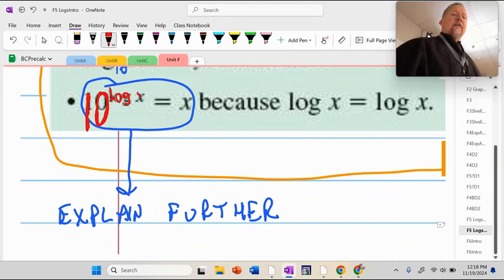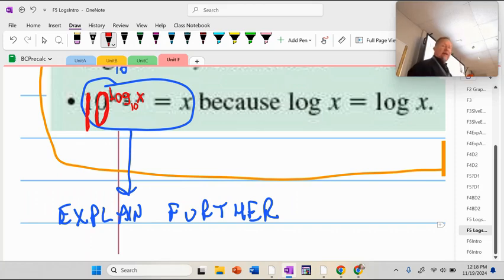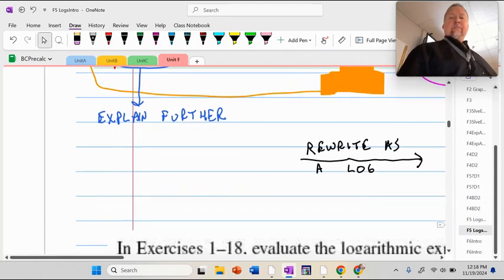Raised to the log of x. What's the base on that logarithm? 10. So 10 raised to the log base 10 of x. Look at what they say. They say it equals x. I don't get that. So here's what I did.